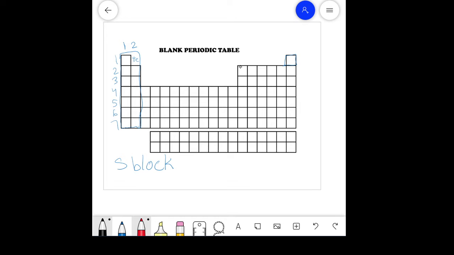This block right here is our P block. So all of these are going to end on P. But remember, there's no 1p, so you have to start on 2. So 2, 3, 4, 5, 6, 7. And then this is going to be 1, 2, 3, 4, 5, 6. All right, and helium 6. So say, aluminum is going to be 2p1. Oxygen is going to be 2p4.